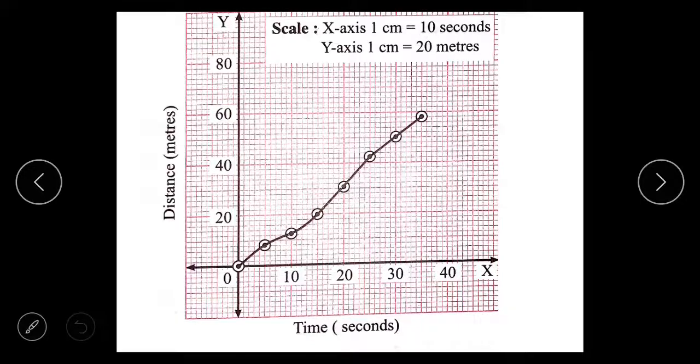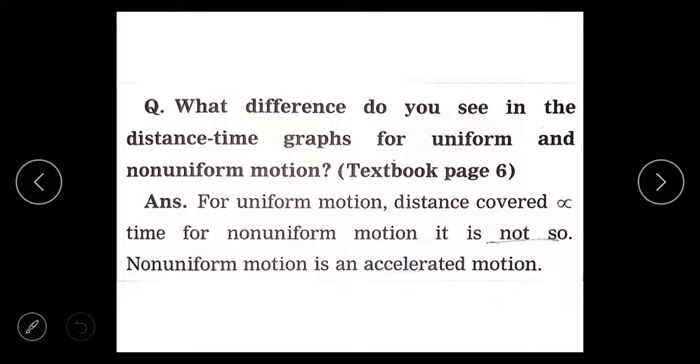So what do we conclude from this? There is a question asked in your book. What difference do you see in the distance time graphs for uniform and non-uniform motion? What is the difference between the two graphs? For uniform motion, distance covered is directly proportional to the time, and for non-uniform it is not so.